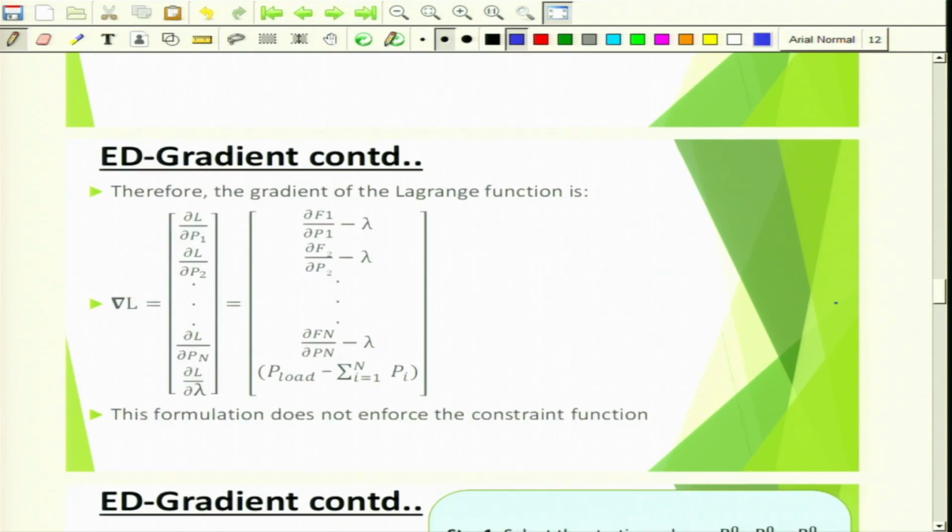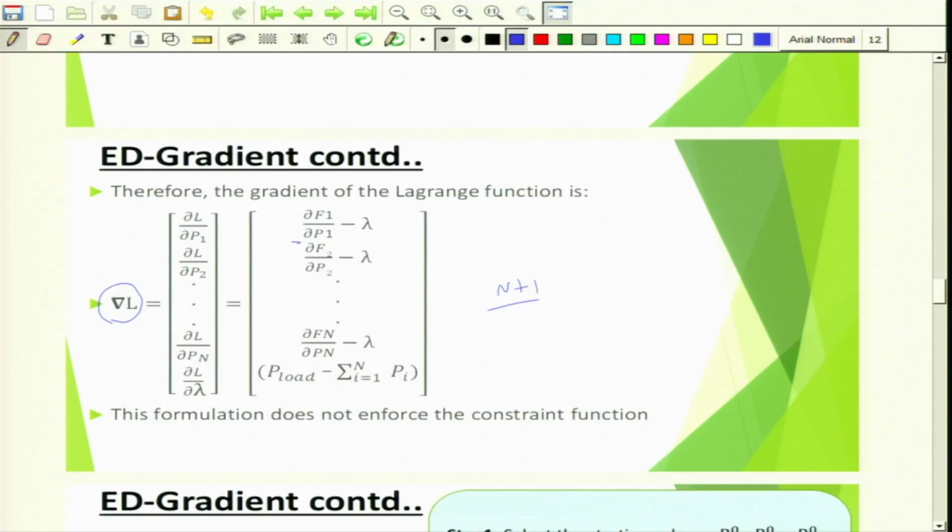Now you obtain the gradient of this Lagrangian function. What is the gradient? This is nothing but dou L by dou P. Now how many generators are there? N generators, so you will have a total of n plus 1 variables, which I have already told. That means you need to obtain the partial derivative of the Lagrangian function with respect to each generator as well as with respect to lambda.